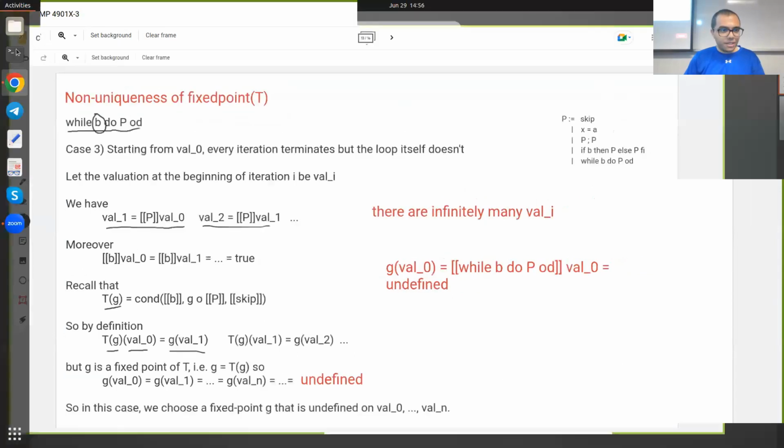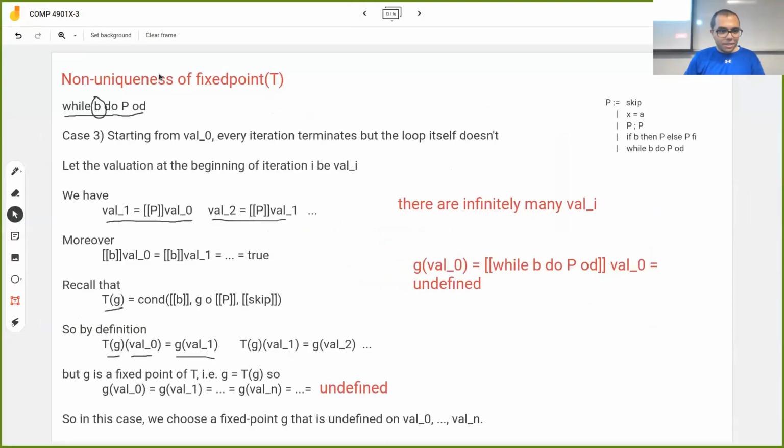Let me see if I can actually find it. Oh, I have to change the way I'm sharing my screen. Okay. Apparently, I was sharing only that one program. Okay.